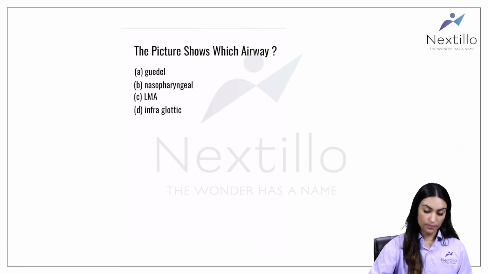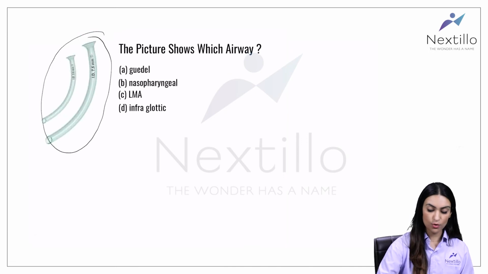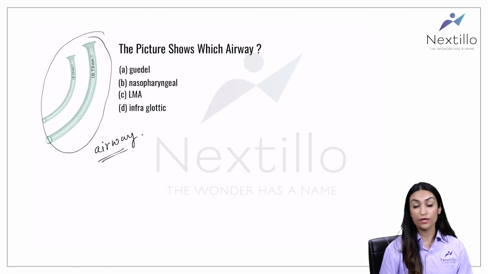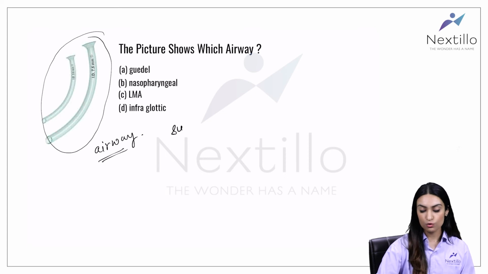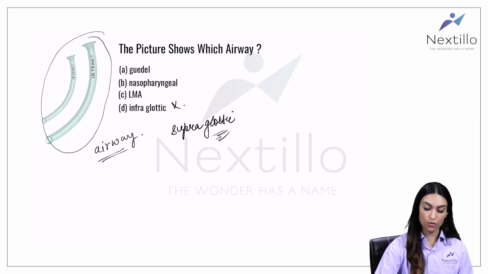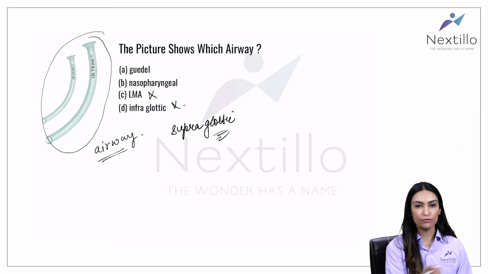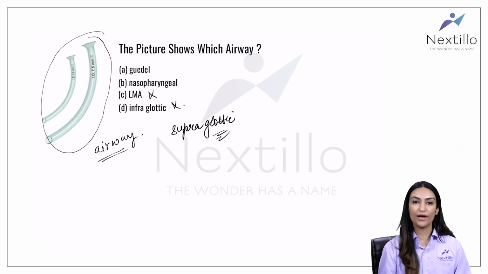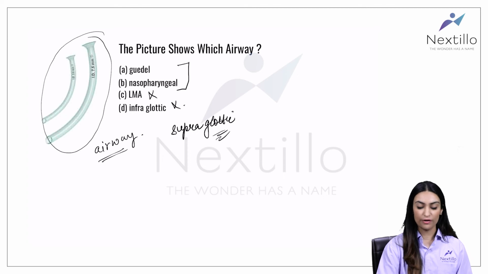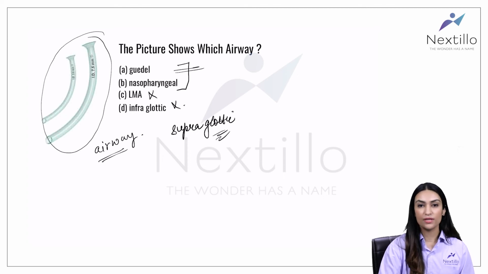What is this next picture? Looks like it's some sort of an airway. Is it a supraglottic or an infraglottic airway? It's a supraglottic, because it will remain above the glottis. It is not going to cross the vocal cords. So this answer is wrong. Laryngeal mask airway, it does not look like. We've just been through the picture of laryngeal mask airway, so forget about that. Now, Guedel's airway and nasopharyngeal airway. Well, Guedel's airway looks nothing like that.